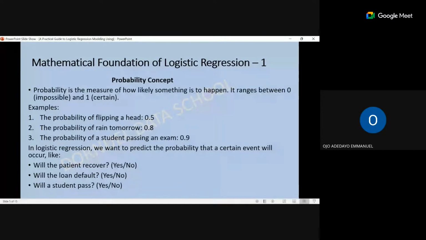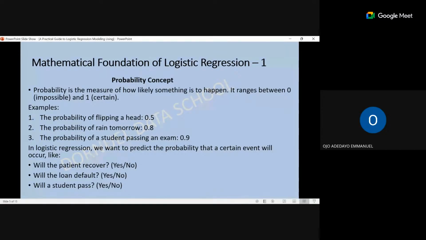Now I'm going to start with the concept of probability, because before we can get to logistic regression, there are steps. So the step in the hierarchy before you get to logistic regression is probability. Now, what do you understand by probability? Probability is the measure of how likely something is to happen. Let's say, for instance, I ask you, what is the probability that tomorrow is going to be Monday? You are certain that tomorrow is going to be Monday, so you will tell me that the probability is 1. Now, if I ask you, what is the probability that you are going to finish your exam in the next 1 week?